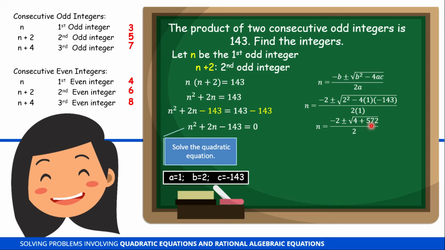Simplify natin yung nasa loob ng ating square root sign. This will become negative 2, plus or minus square root of 576 all over 2. Now let's get the square root of 576.